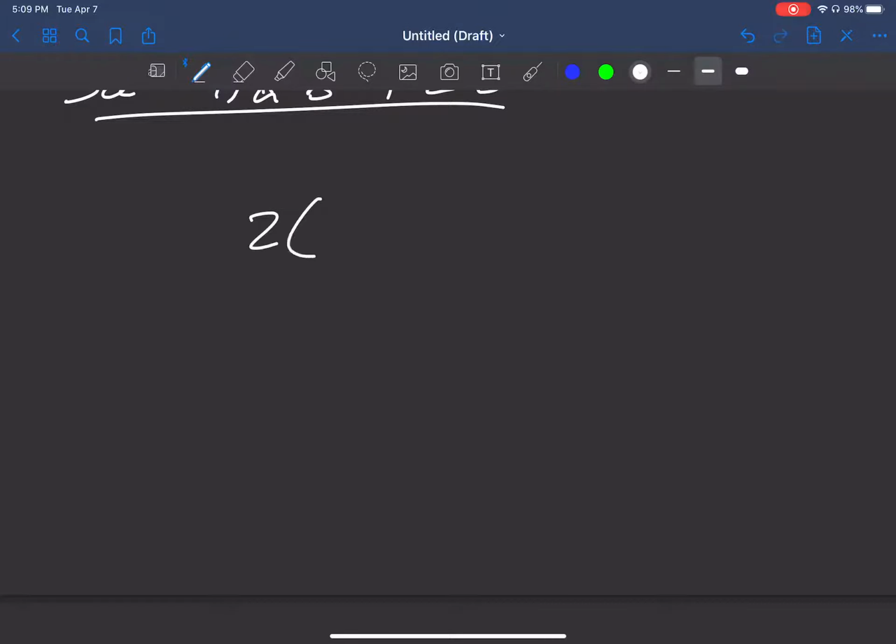So we have 2 times (x minus 4) times (2x plus 3), right? What's our first step here? So you want to pause the video and then solve it. You want to just simplify it as much as you can and evaluate it.